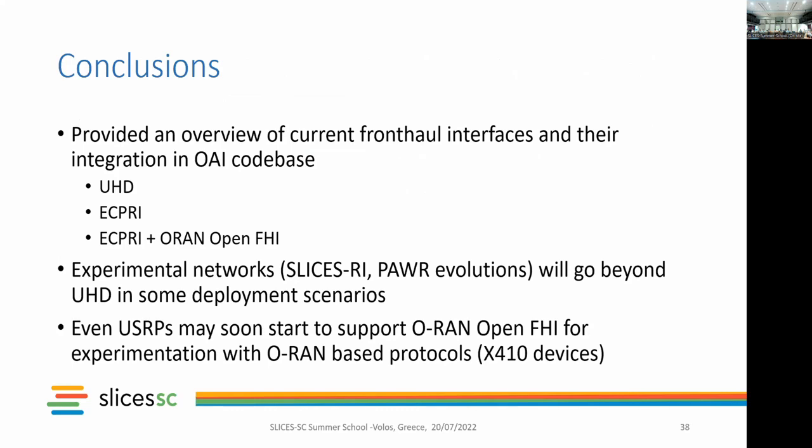I think that for experimental networks like SLICES-RI and the evolutions of POWDER, at one point we will go beyond UHD in the experimental community. Everybody will still be using USRPs in their lab. Don't get me wrong, it's the basic device. But to do certain types of experimentation, we're going to have to start playing around with some of these devices in some deployment scenarios. If you want to test what I was saying about statistical multiplexing of radio units, maybe in SLICES we could have 50 of these things deployed in the network. You're not going to do that with UHD.